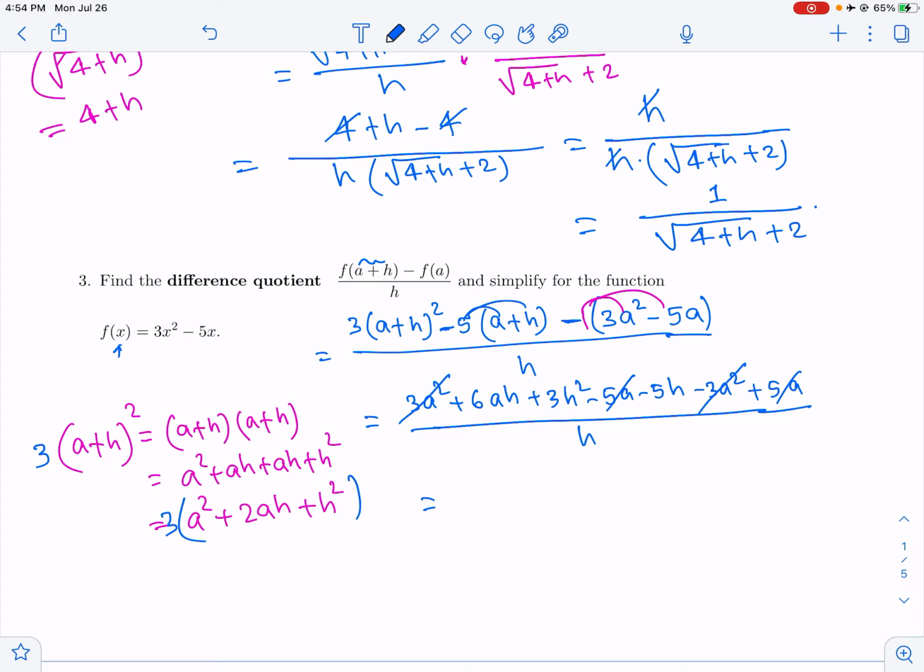So in this difference quotient, we want to cancel h on the bottom. For that we need to have h as a factor on the top, and that's the case. So we got 3 terms and we got h in all. So let's factor h. That leaves 6a plus 3h minus 5, all over h. h cancelled, and the leftover is the final answer, 6a plus 3h minus 5.